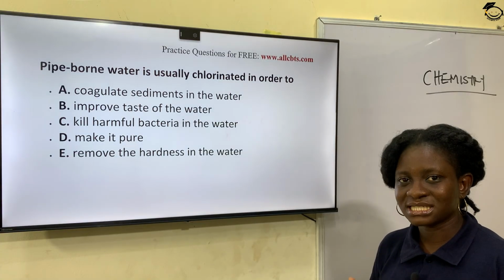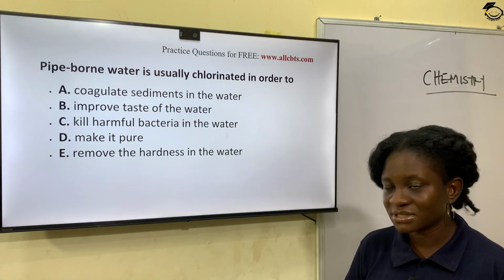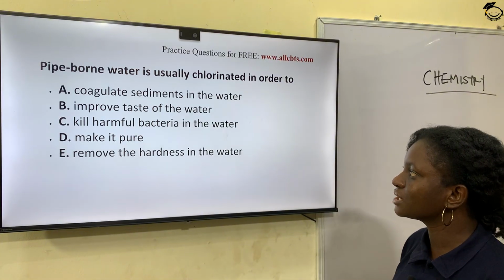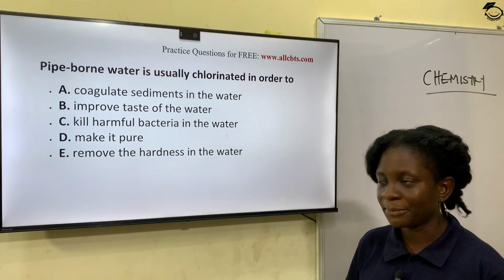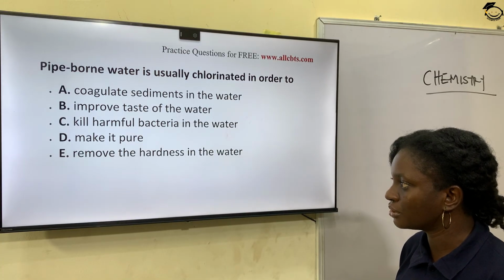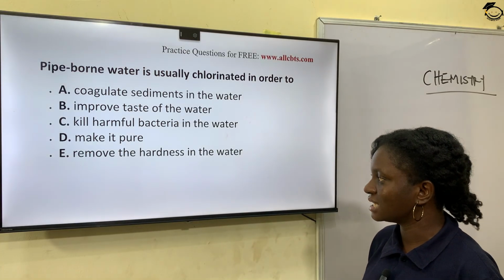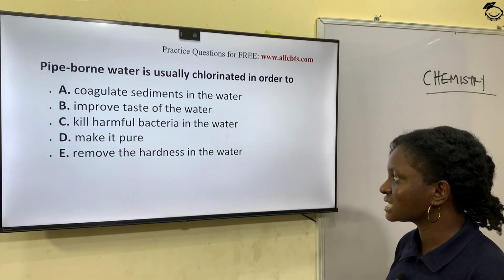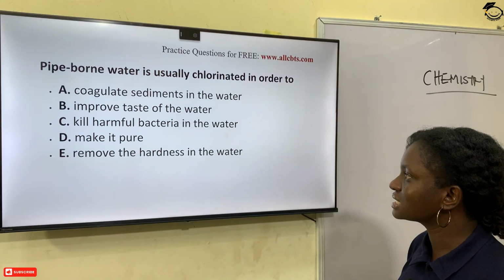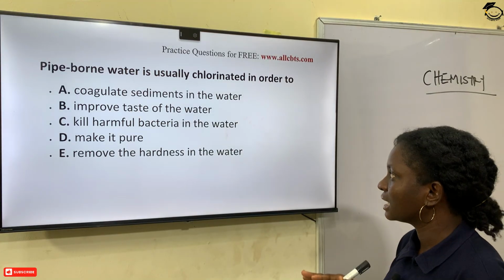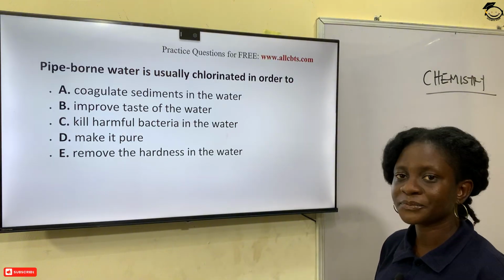B, improve taste of the water. Chlorine can alter the taste of water, but not necessarily improving the taste. Option C, kill harmful bacteria in the water. D, make it pure. E, remove the hardness in the water. Hardness in water can be removed by boiling. So the correct answer is kill harmful bacteria in the water, option C.